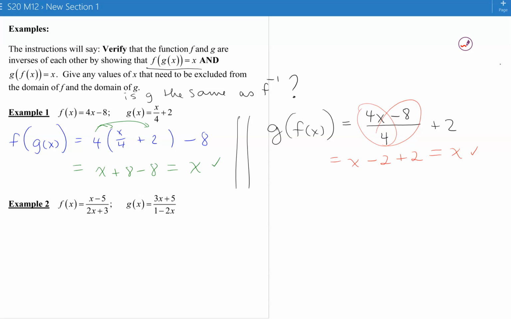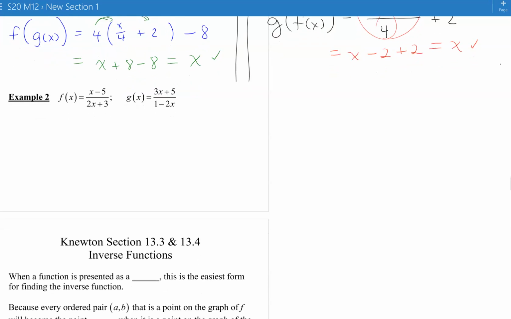And so we already knew the answer was going to be yes, because it just says verify. It doesn't say, is this the same? But the answer is yes. The g function that's given is indeed the inverse of f, because we've just shown that it behaves as f inverse would need to behave.